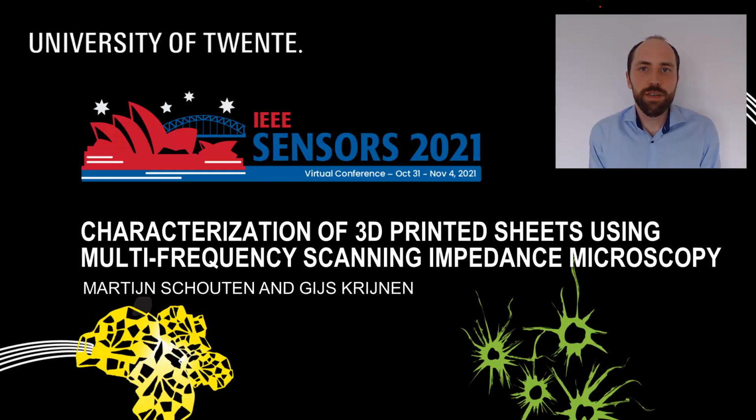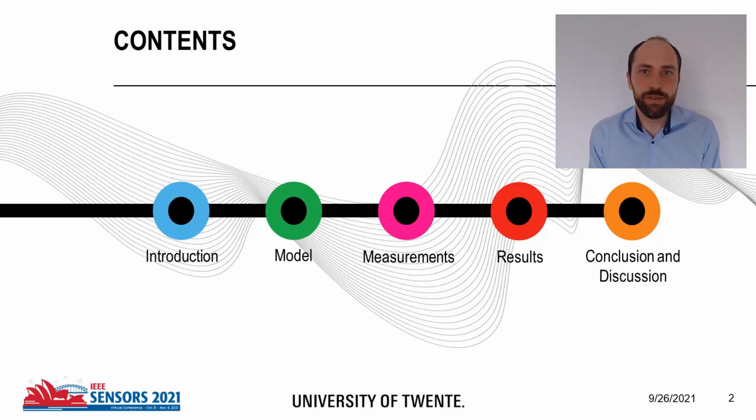Welcome! In this presentation I would like to tell you about how we characterize 3D printed sheets using multi-frequency scanning impedance tomography. I will start with an introduction of why we do this. Then I will explain what we, based on our model, expect to measure using this technique. After that I will explain the measurement setup and show the results, and then finally I will explain and discuss the conclusions that we drew from this.